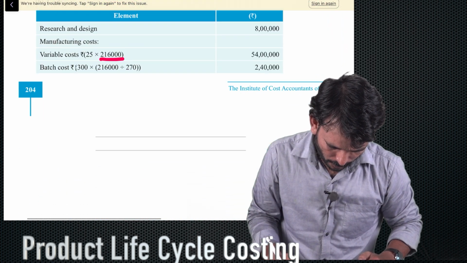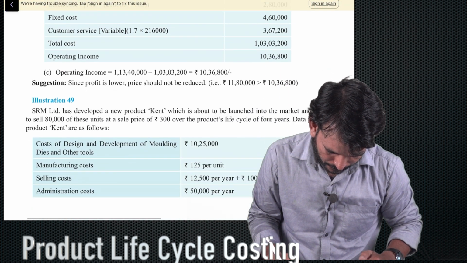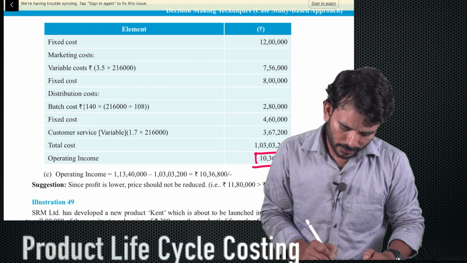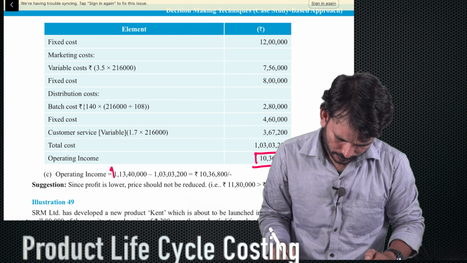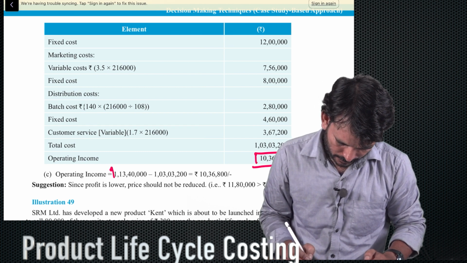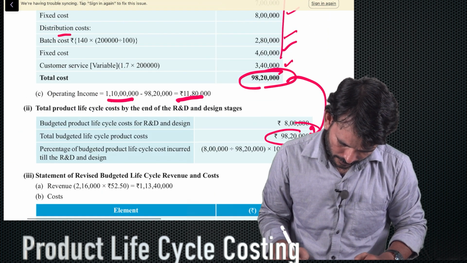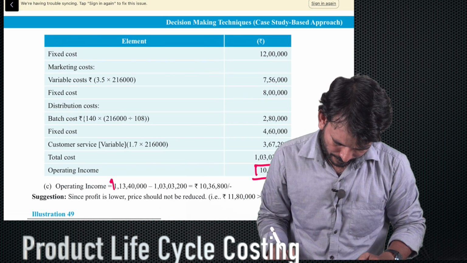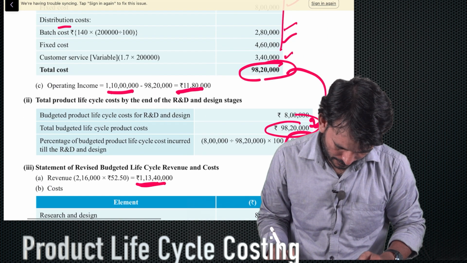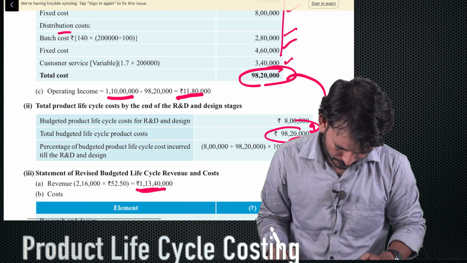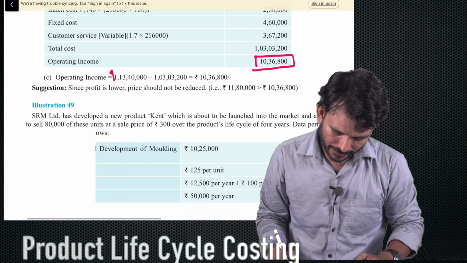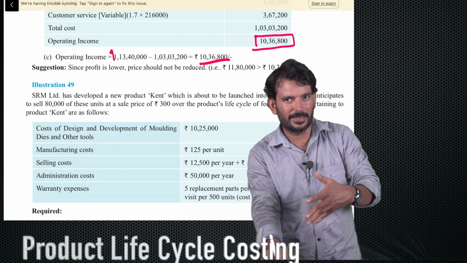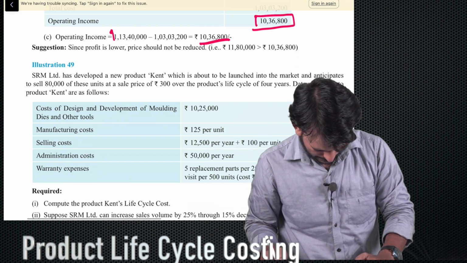That is enough for this. I'm not going to discuss anything further than that. Okay, in that way they are getting 10,36,800 as a profit. Before reduction they were getting, oh my god, what was the earlier profit? 11,80,000. Okay, so earlier it was 11,80,000, now it is 10,36,800. So now it is lesser, right? So don't reduce your selling price. Okay, that's the answer.